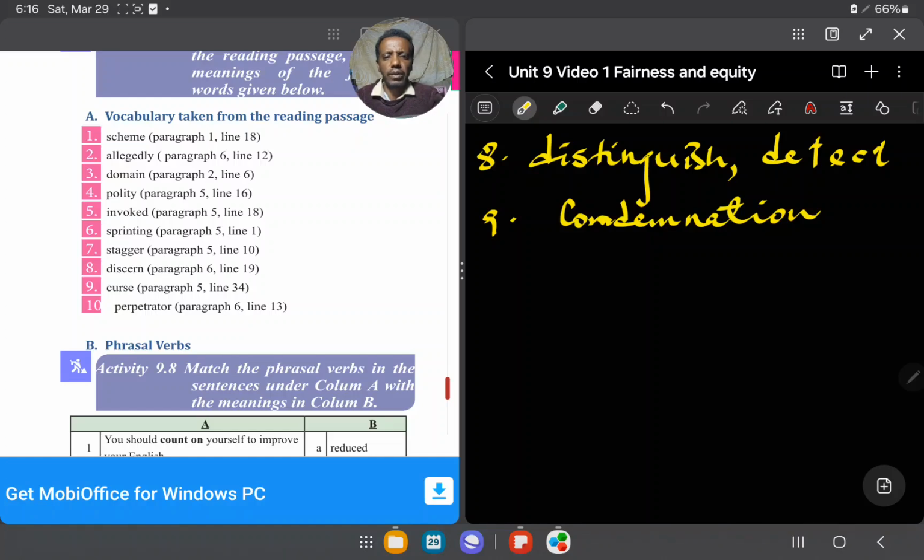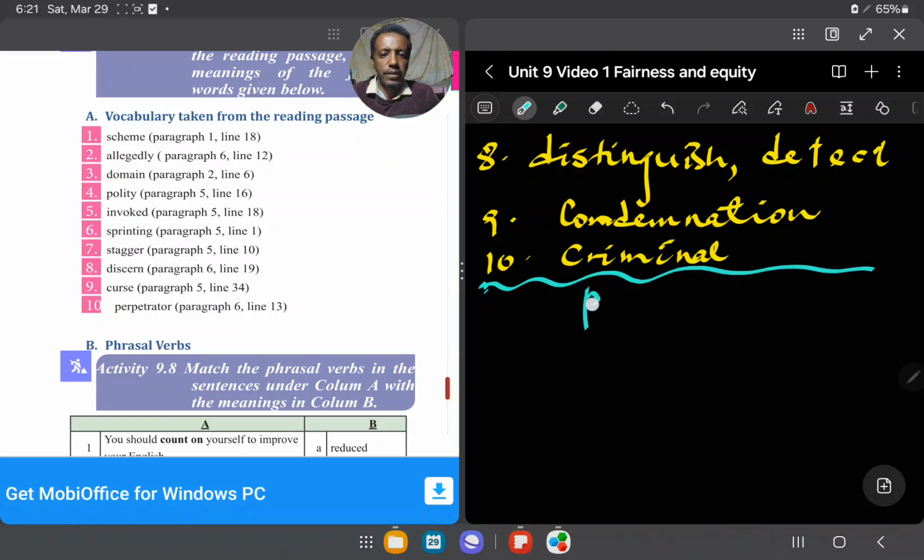Number 10, the last one, perpetrator. What does perpetrator mean? Perpetrator means criminal. This is all about the vocabulary extracted from your textbook. Next we'll see the phrasal verb.